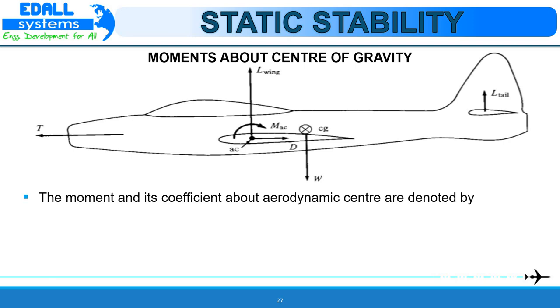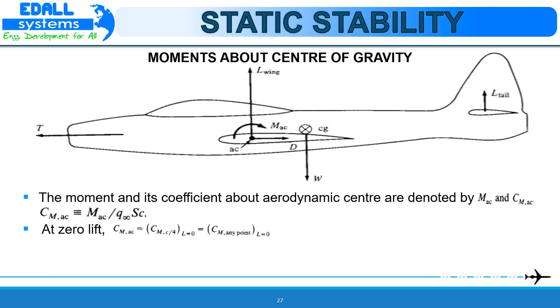The moment and its coefficient about the aerodynamic center are denoted by M subscript AC and Cm subscript AC respectively, where Cm_AC is equal to the moment about the aerodynamic center divided by Q infinity times S times c, where Q infinity is the dynamic pressure, S is the wing area and c is the chord of the wing.